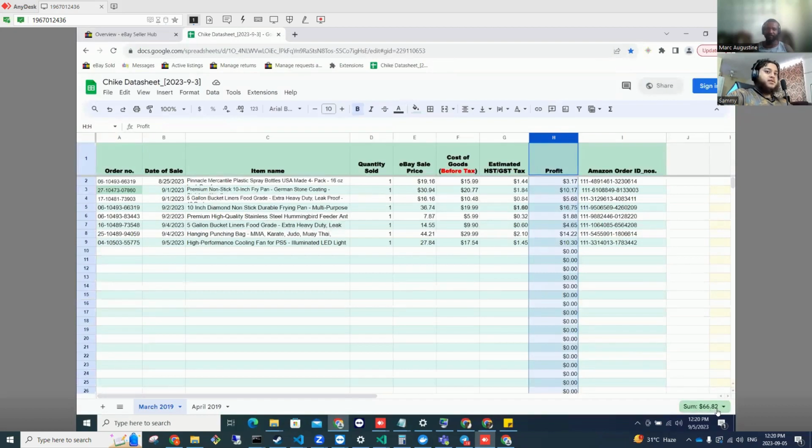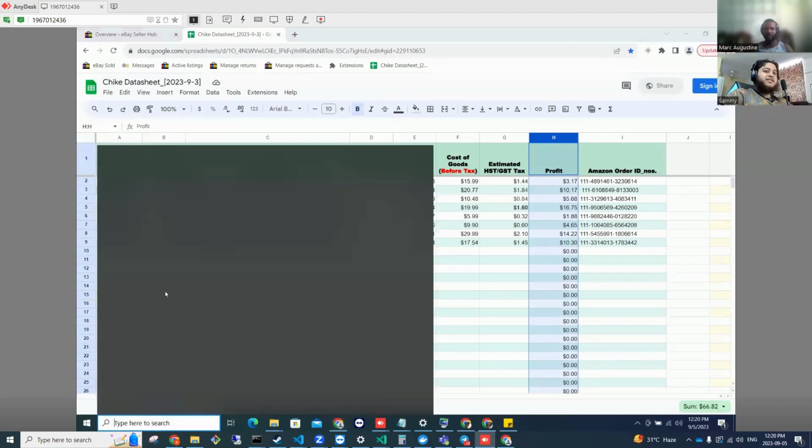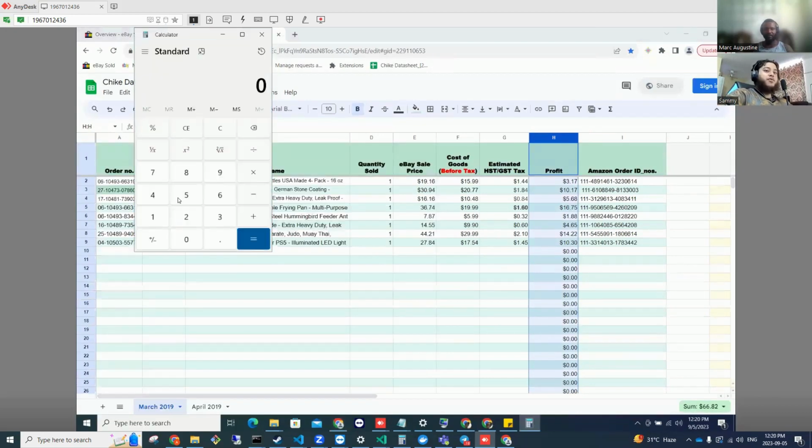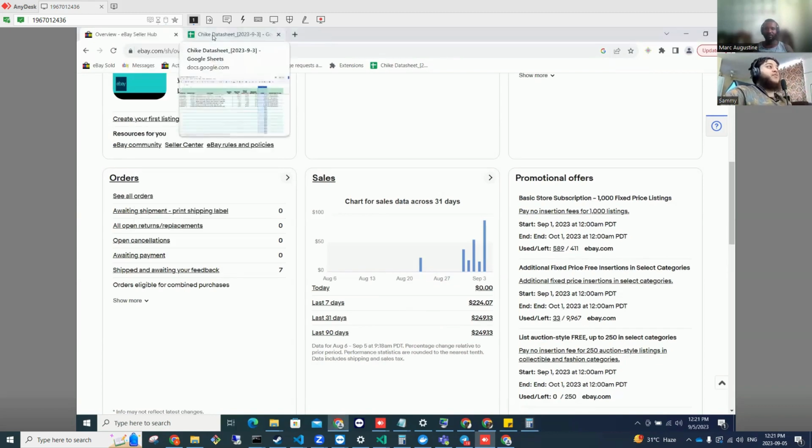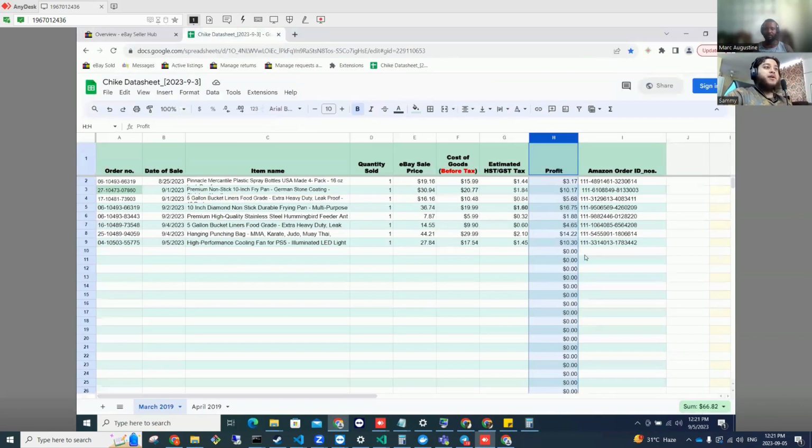Wow, that's 25%. Let's pull up the calculator and actually run the numbers entirely. 66.82 divided by 249.13. So there we go. Our take-home margin, from the cumulative total of whatever eBay sent us, is not even 25%. We're nearing almost 27%. Right, exactly. So that means whatever we're doing is incredibly profitable.